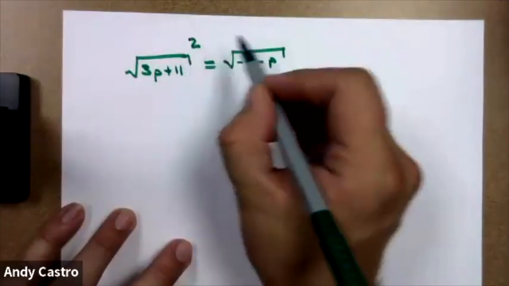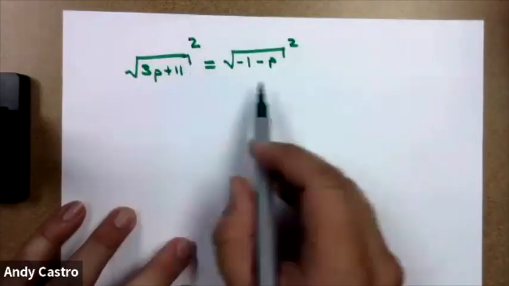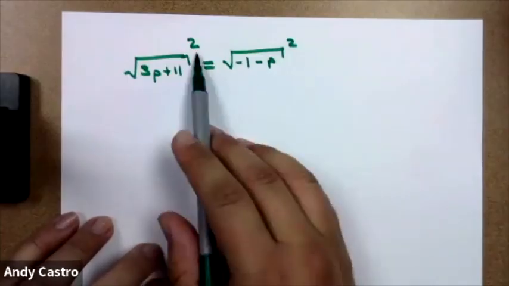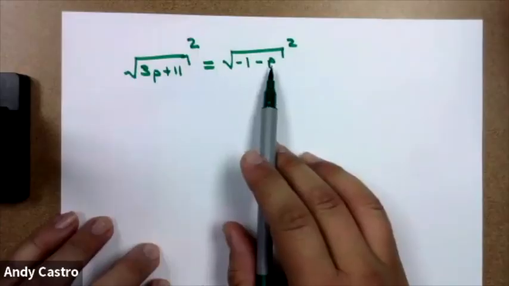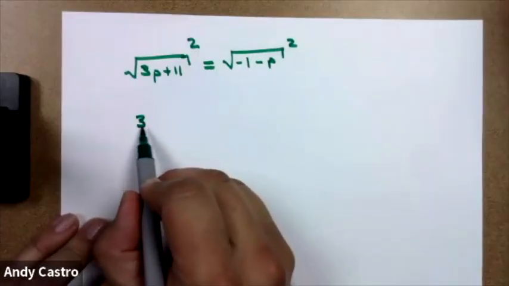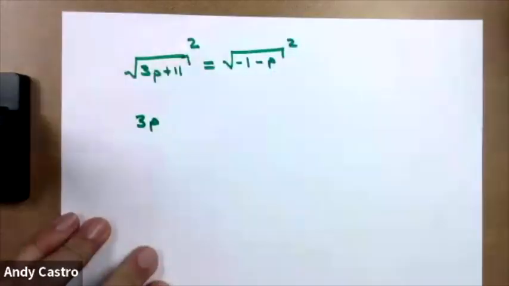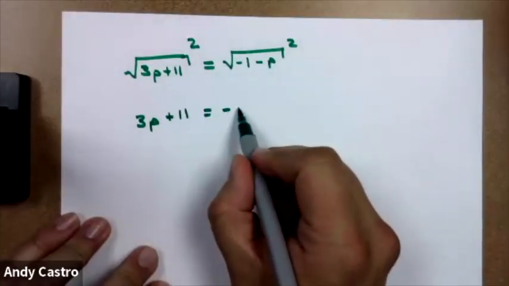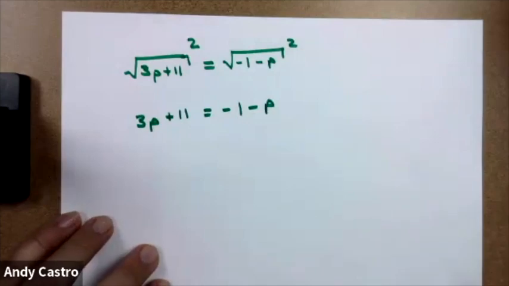I'm going to square both sides. Since everything is a radical, it makes it pretty easy to square because I know that if I square a square root, I'm just left with what's inside. So in this case, 3p plus 11 equals negative 1 minus p.